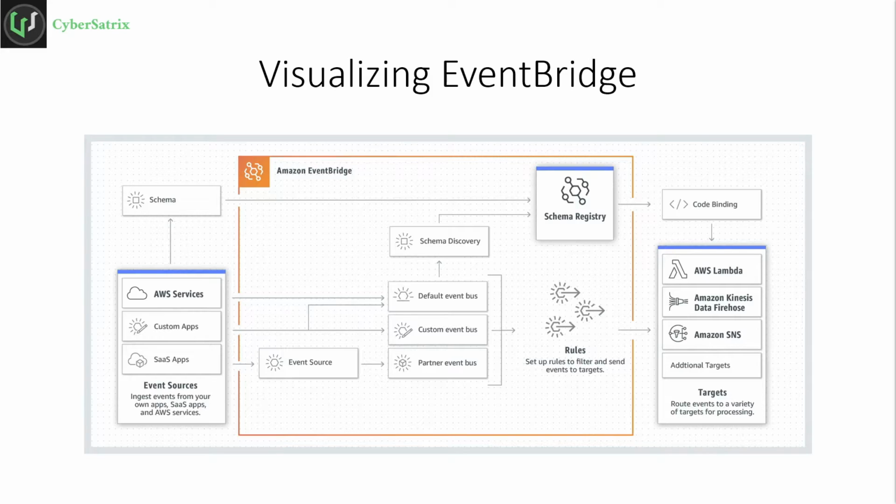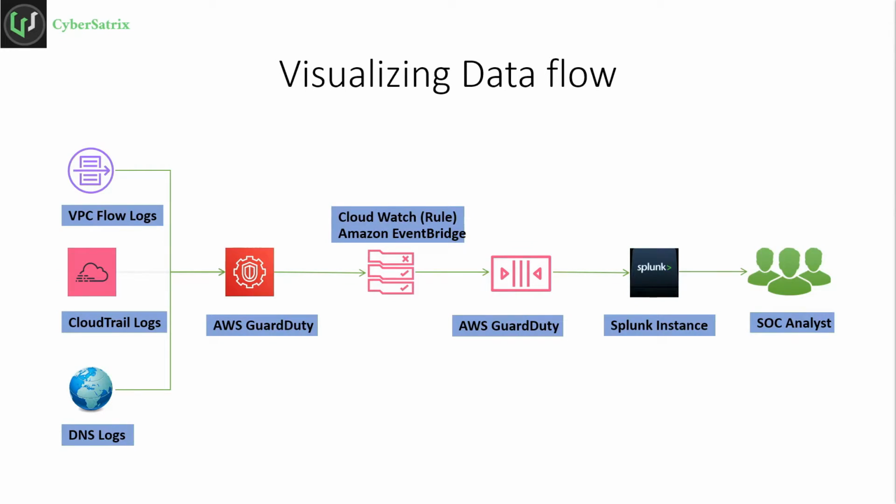Great. So now coming back to the hands-on, I'll help you visualize how the data is going to flow from GuardDuty to the Splunk instance and how the SOC analyst is going to investigate later, right? I've explained this part in my earlier video, where I explained the GuardDuty integration via S3 bucket. So here GuardDuty has the security intelligence coming from various logs: the VPC flow logs, the CloudTrail logs, and the DNS logs.